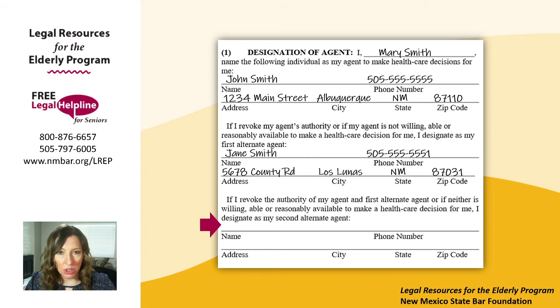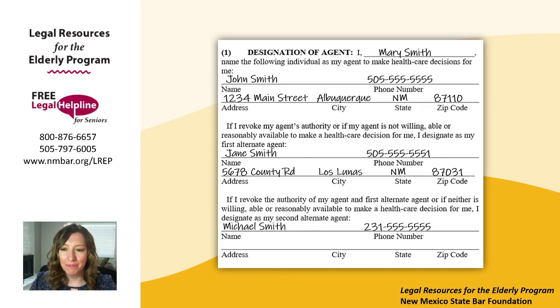Below, in the final section of page 1, if you want to name a second alternate agent, you can do so. In this example, I'm going to name my son as my second alternate agent, and that's because currently he's living in California. But we do know that when the time comes, if our first two choices are unavailable, our son is going to be able to step up and make our healthcare decisions. So here on the line, I will write his name and phone number, and below I will provide his address, city, state, and zip code.